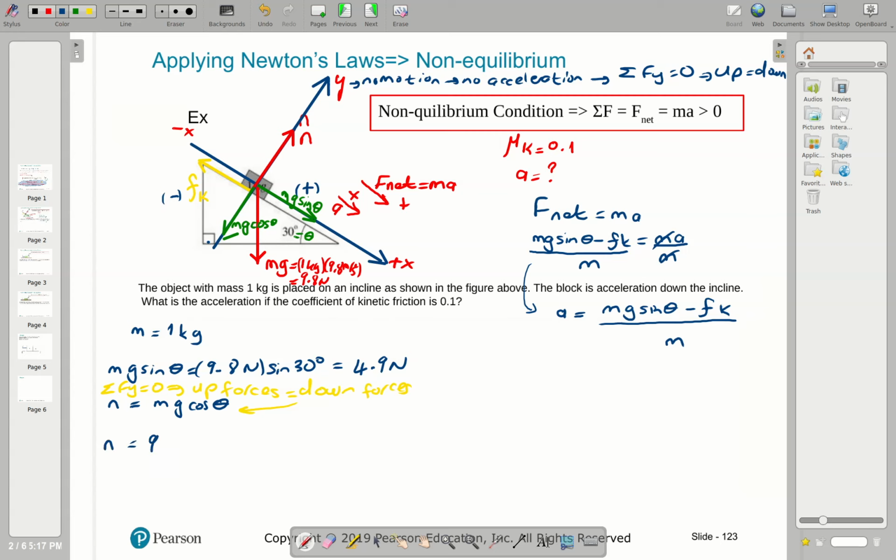N is equal to my mg, again 9.8 Newton, times cosine theta. And that's equal to, well, theta, let's make that 30. Theta is 30 here. And it should be 8 point, let's see what that was. 8.5, not 4.5.